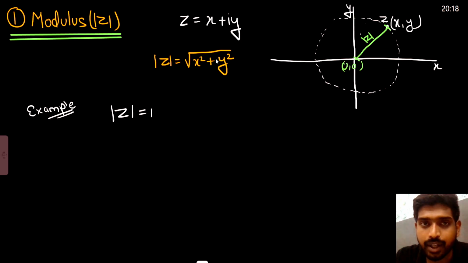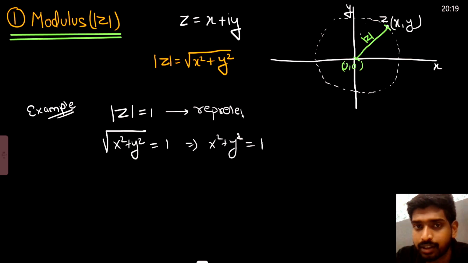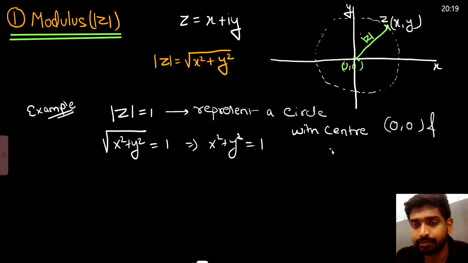Got it? Or you can write like this also, mod of z is equal to under root of x square plus y square. This is equal to 1, or x square plus y square is equal to 1 square, which is 1. This represents a circle with center 0 comma 0 and radius equal to 1. Got it?